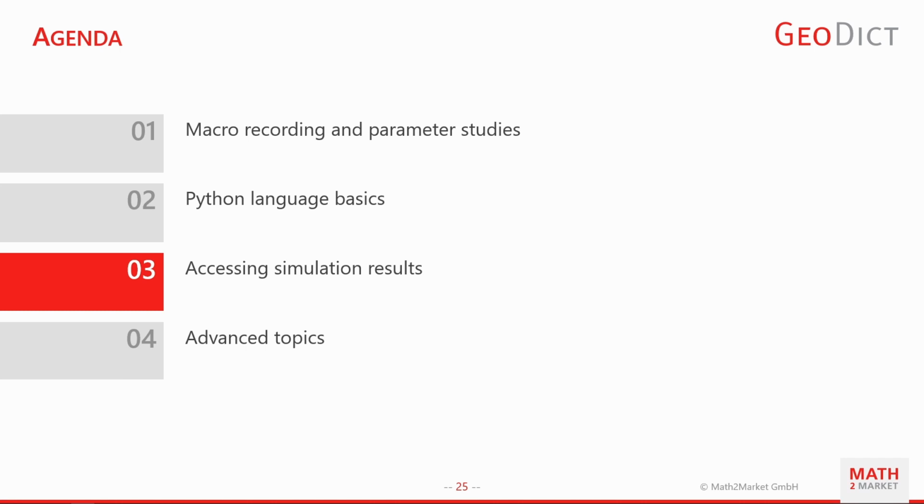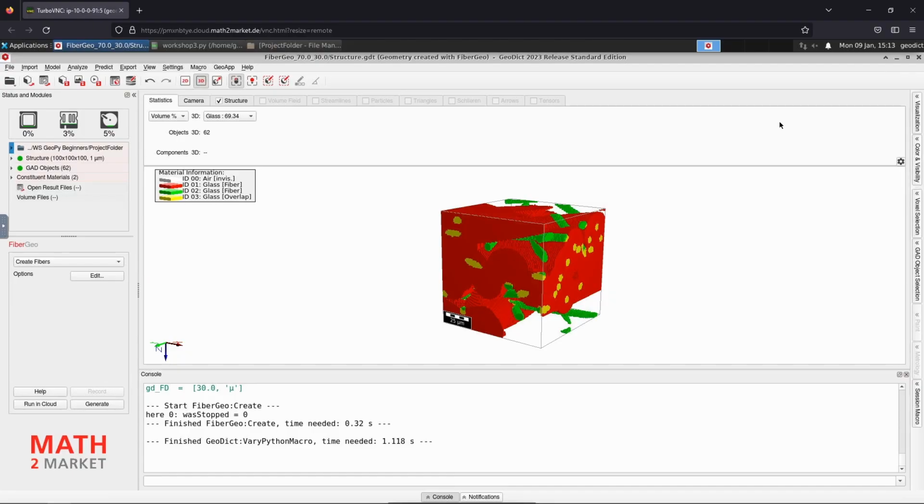Let's start with the last part. Now we will run a simulation to access the results and save nice images from a macro. A simulation would be the next step after generating structures. So we choose a flow simulation.